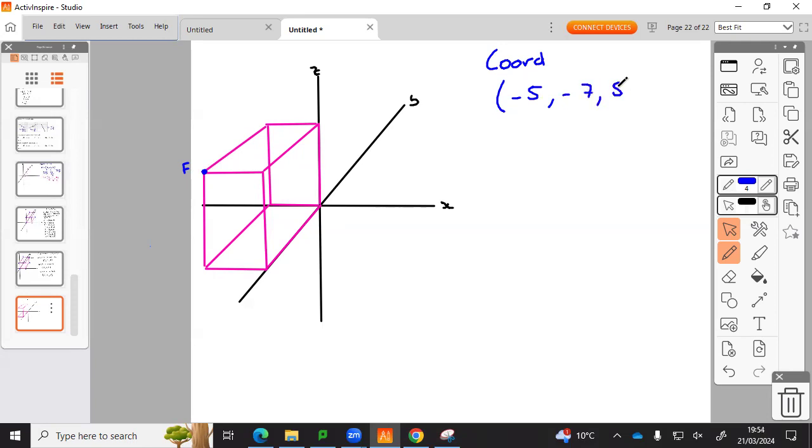And +8. Okay. Same on the z-axis. It's the same on the x-axis. But on the y-axis, I'm at 0.